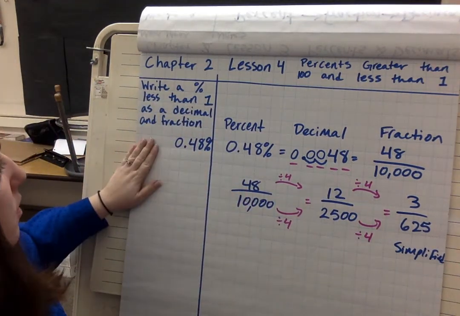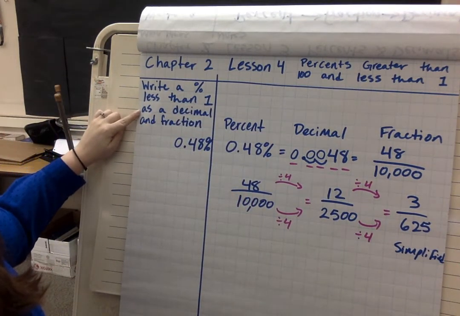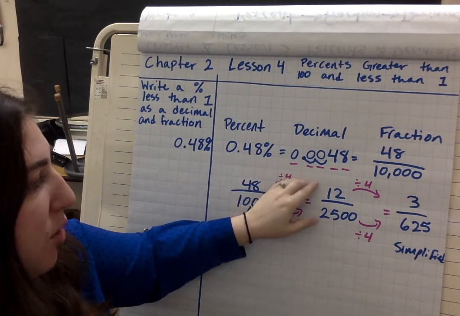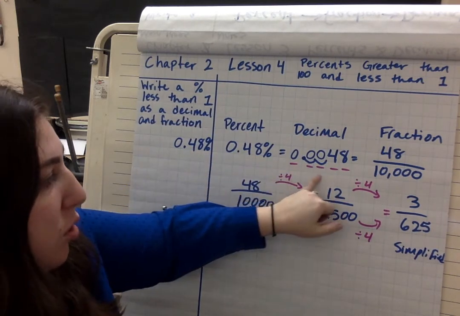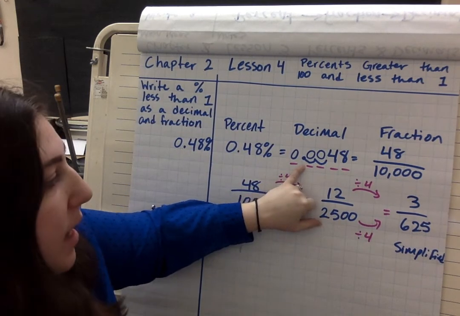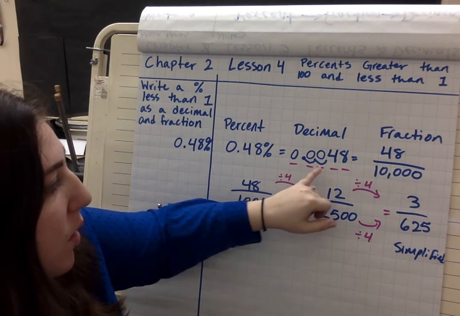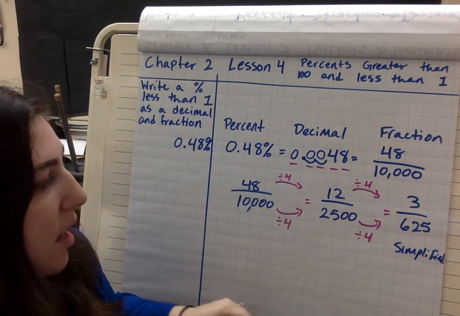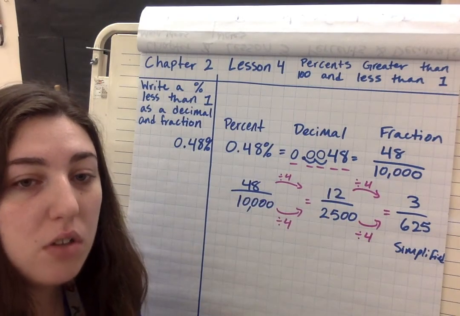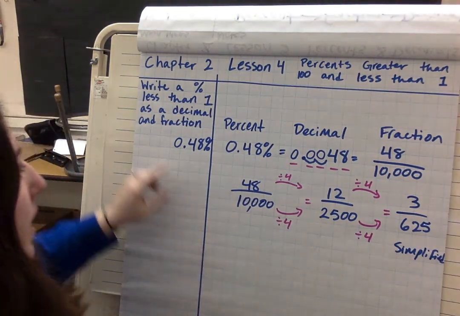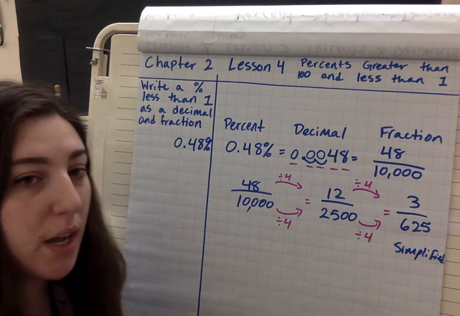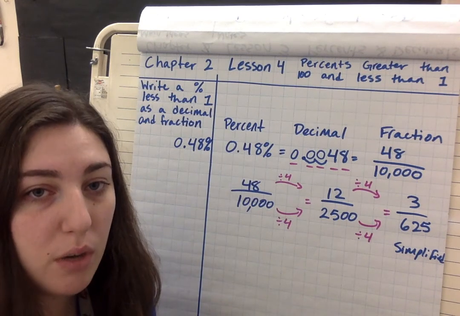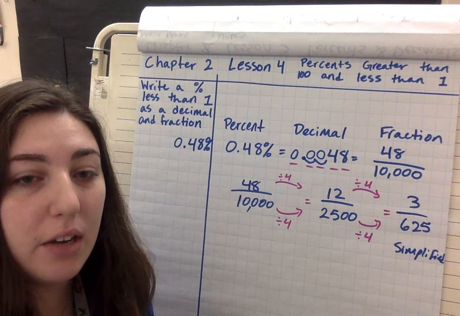Okay, so today we learned how to write a percent less than 1 as a decimal and a fraction. We started with our percent. We went to decimal just by moving this decimal 2 places to the left, and filling in those zeros. And then we put this decimal into a fraction. All right, so 48 10,000ths, and then we just needed to simplify. So that's our first strategy for today, how to write a percent less than 1 as a decimal and a fraction. We're just going to stop there, and then we'll learn part 2 of Lesson 4 later on for homework.